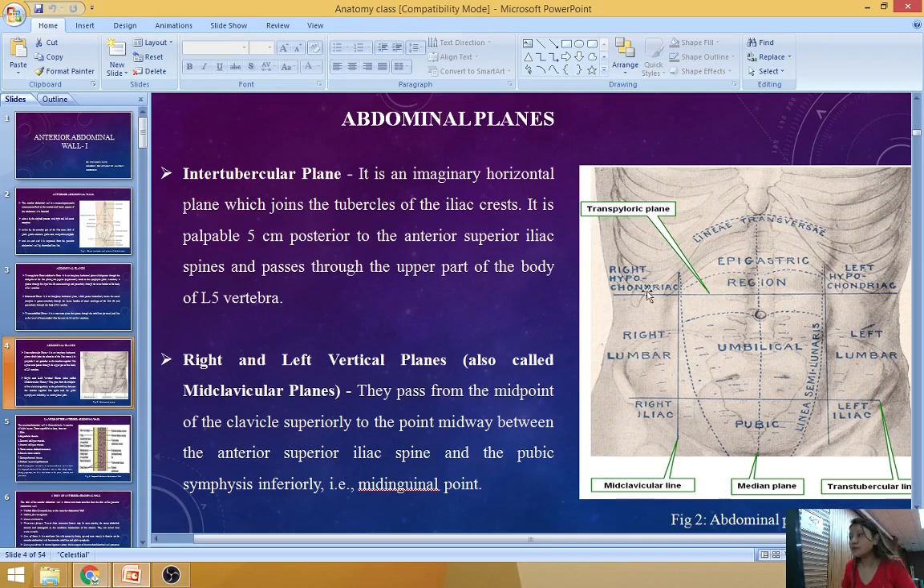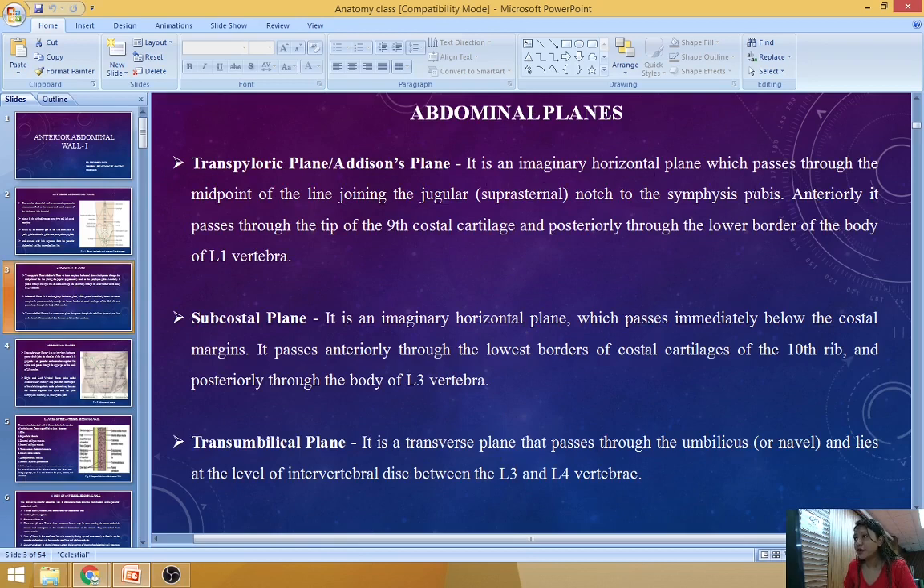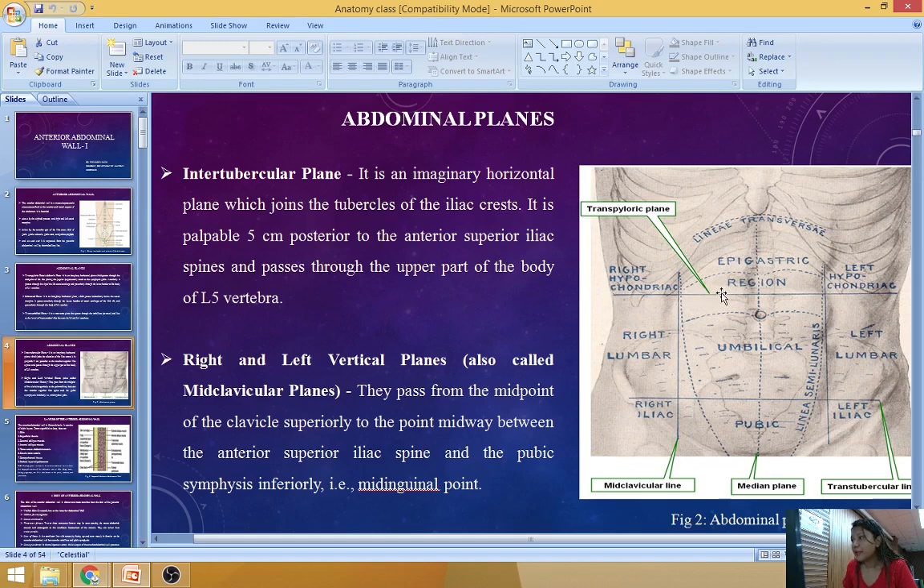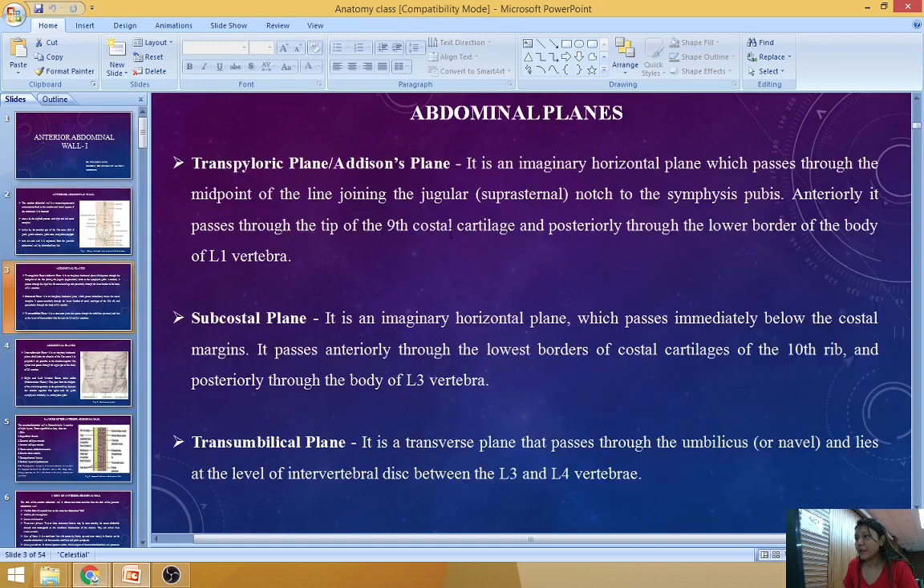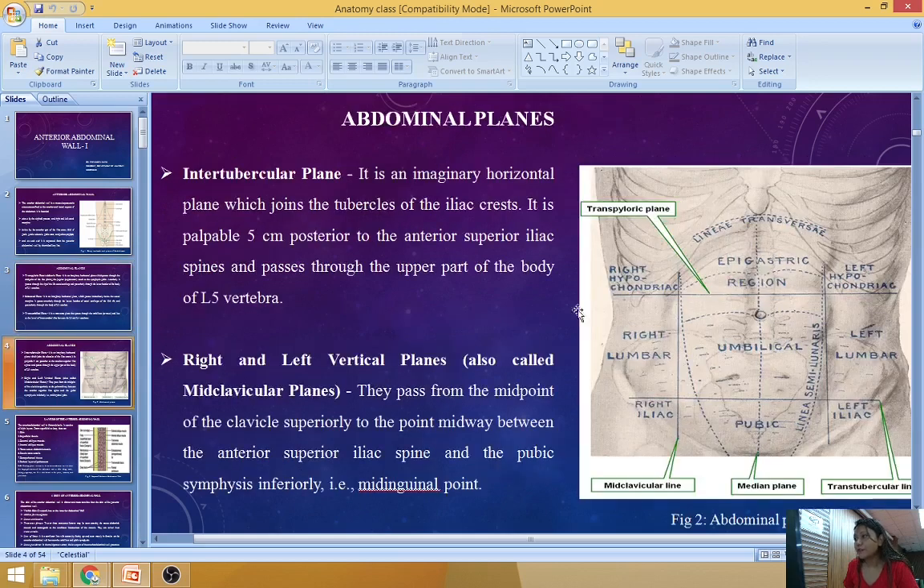So this is the transpyloric plane. What is the transpyloric plane? The definition is, it is an imaginary horizontal line which passes through the midpoint of the line joining the jugular notch to the pubic symphysis, and anteriorly it is bounded by the tip of the 9th costal cartilage and posteriorly by the lower border of L1 vertebra. So this is the transpyloric plane.